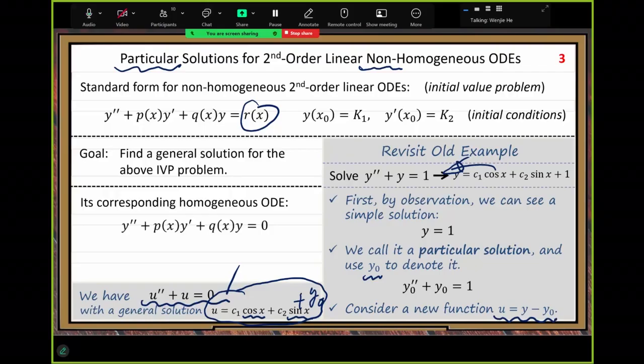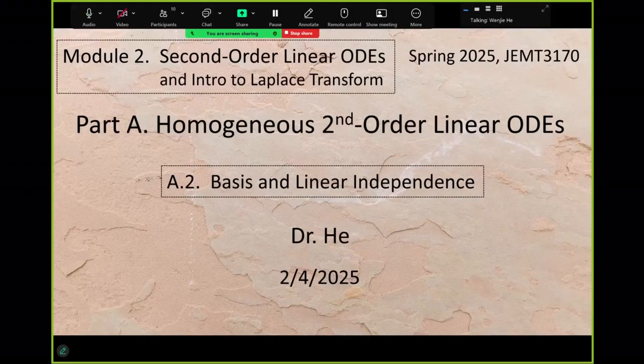So now after this simple example, I hope you can understand why we need to solve the homogeneous version of the original ODE first. What is the relationship between these two? This example already showed the relationship, right? Then I want to explain.